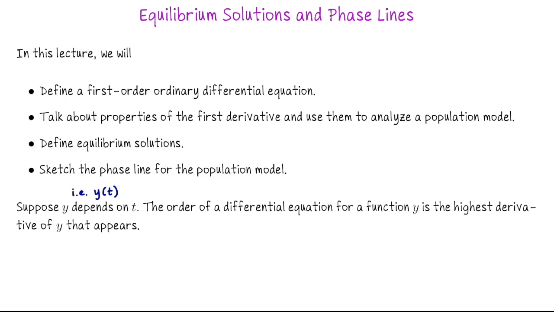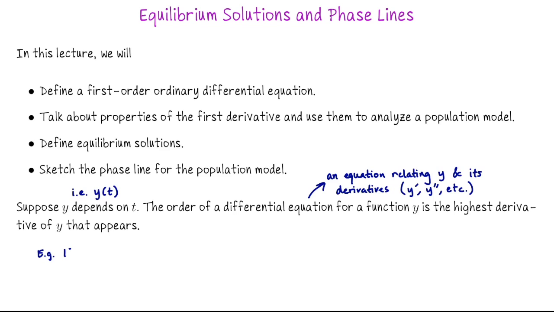Then if we have a differential equation for the function y, which is an equation relating y and its derivatives, could be y prime, y double prime, etc., then the order of the differential equation is the highest derivative of y that appears. So a first order equation could look like y prime equals 2y plus 7, or dy dt equals 2y plus 7. That's first order because the highest derivative we see there is a first derivative.